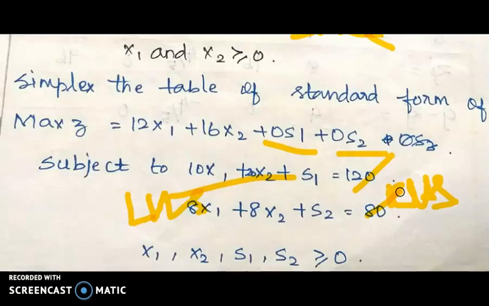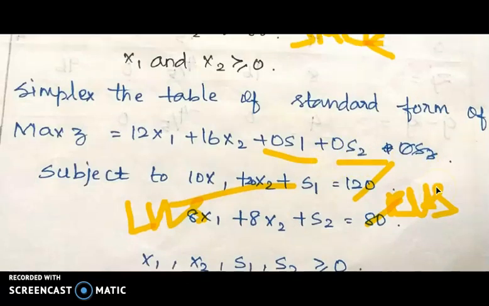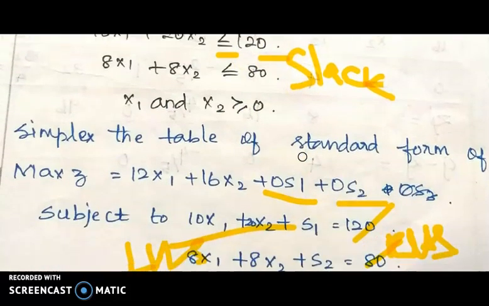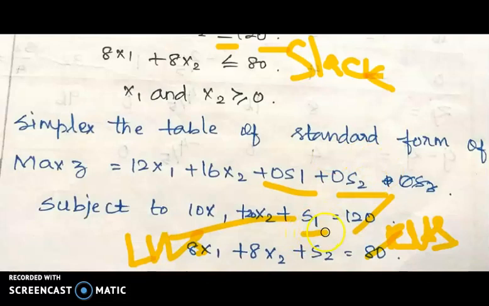In that step, convert all the inequality constraints into equalities by introducing a slack or surplus variable in each constraint. Here the constraint is less than or equal to, so that is the reason we introduce a slack variable. This is the first slack variable, this is the second slack variable.